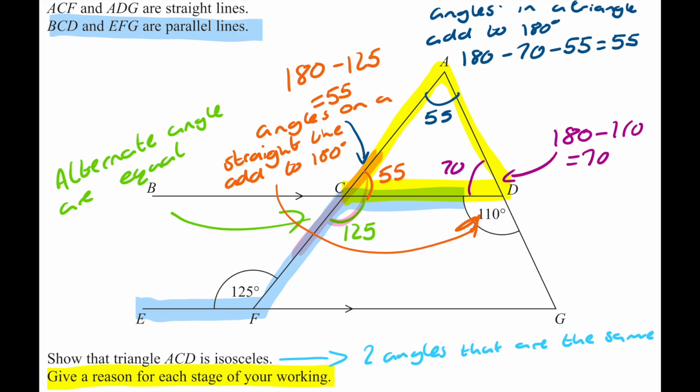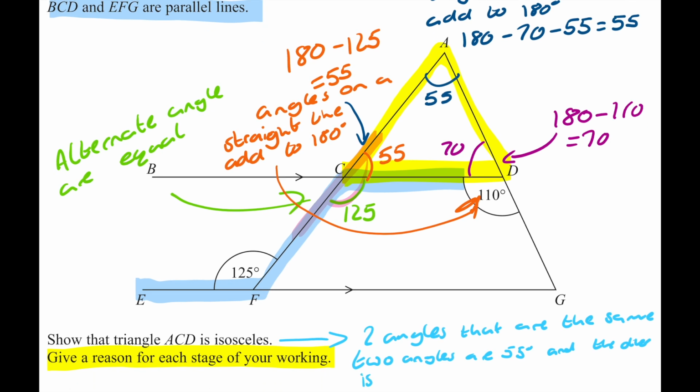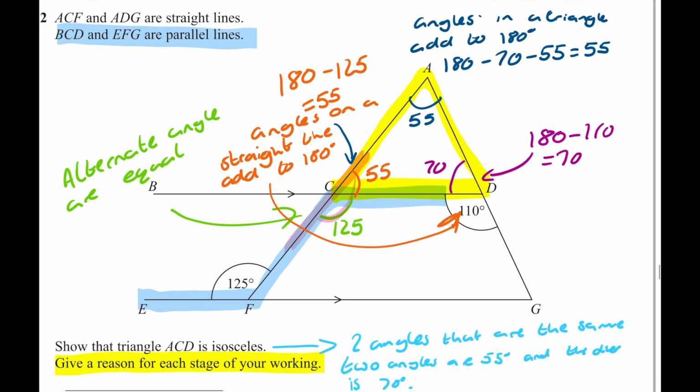So we needed to show that we had two angles the same and the third one would be different. So this is an isosceles triangle because two angles are 55 degrees and the other is 70 degrees. So we've then shown that ACD is an isosceles triangle.